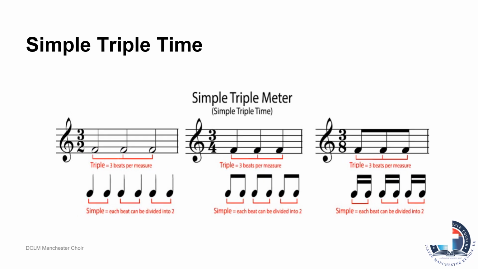Next up is simple triple time. We have 3, 2 at the top. 3 is the quantity, 2 is the quality. So 3 minim beats in a bar. You can see one minim, second minim, third minim.